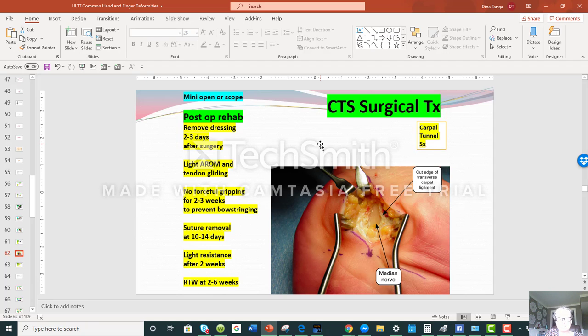The carpal tunnel syndrome surgical technique, post-op rehab: remove dressings 3 days after surgery, light active range of motion and tendon gliding. No forceful gripping for 2 to 3 weeks to prevent bowstringing. Suture removal 10 to 14 days. Light resistance after 2 weeks. Return to work 2 to 6 weeks.